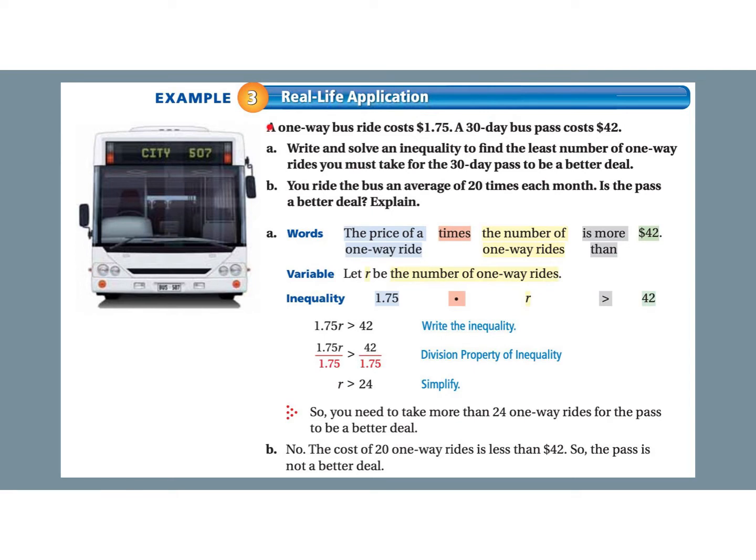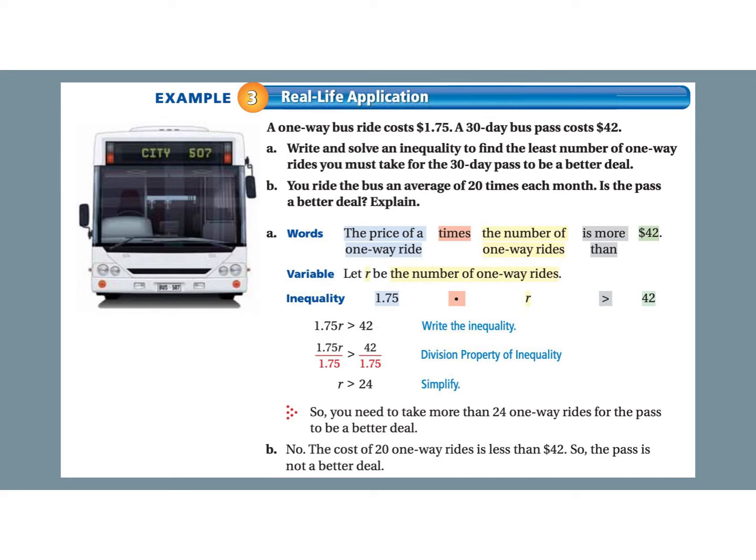Here's a real-life application. A one-way bus ride costs $1.75. A 30-day bus pass costs $42. A, write and solve an inequality to find the least number of one-way rides you must take for the 30-day pass to be a better deal. B, you ride the bus an average of 20 times each month. Is the pass a better deal? And explain. So in words, the price of a one-way ride times the number of one-way rides is more than 42. So let R be the number of one-way rides. So $1.75 times R has to be greater than 42.